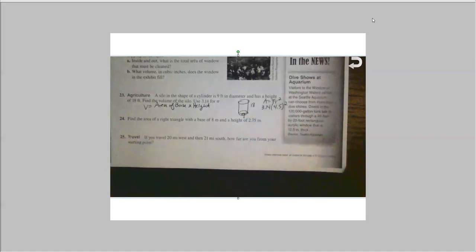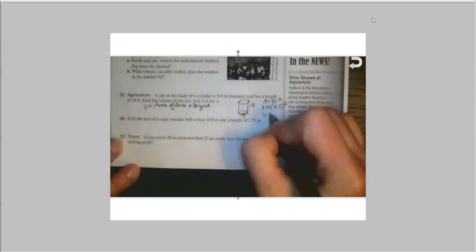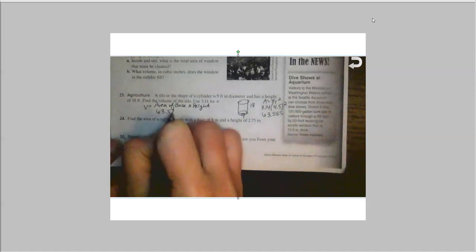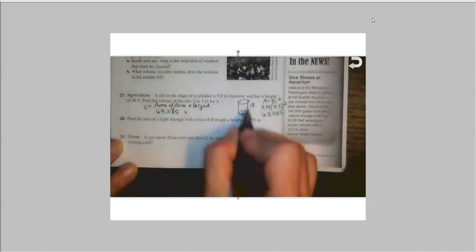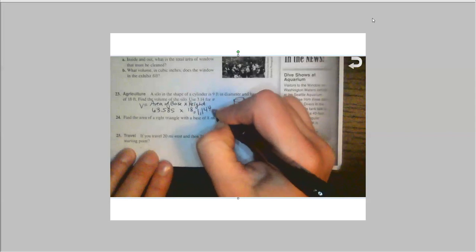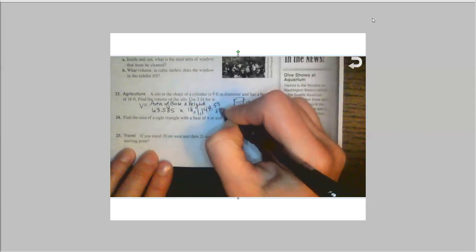All right, let me calculate that. 3.14 times 4.5 squared gives me 63.585. Okay, so that is the area of the base, and we're going to multiply that times the height of the cylinder. So now I'm going to multiply times 18. It didn't tell me how to round, so I'll give my full answer. So that's 1,144.53, and volume is cubic feet. So don't forget to label that feet to the third power.